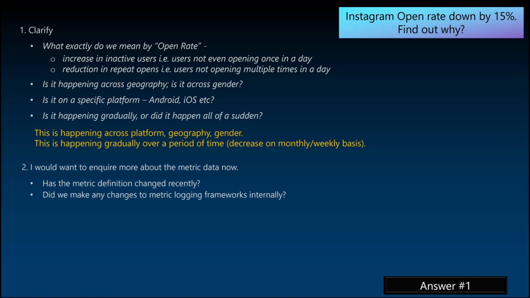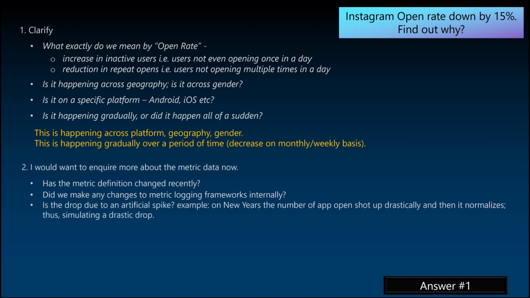Third, is the issue contextual? That is, is the drop due to an artificial spike? For example, on New Year's Eve, the number of app opens shot up drastically and then it normalizes, thus simulating a drastic drop. The last one is around product changes.